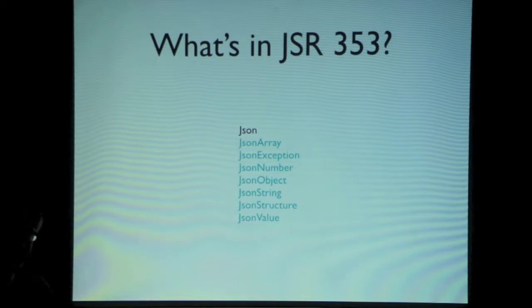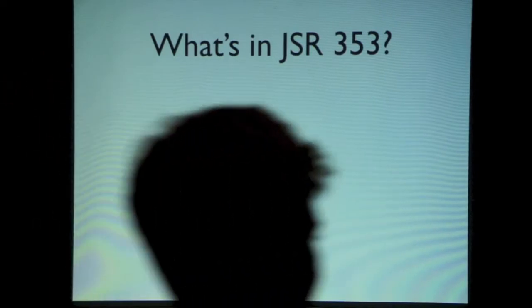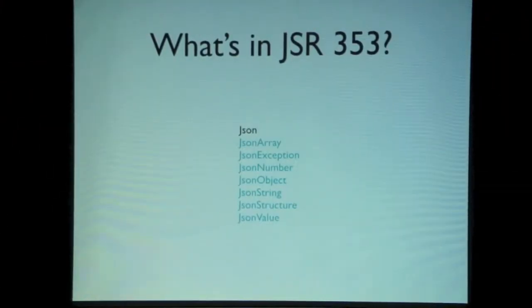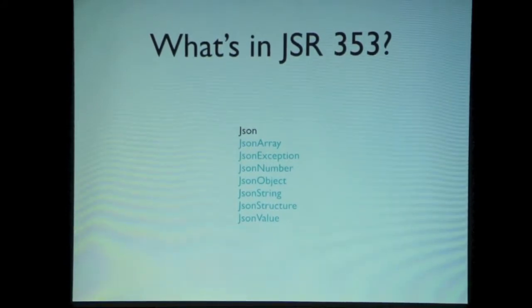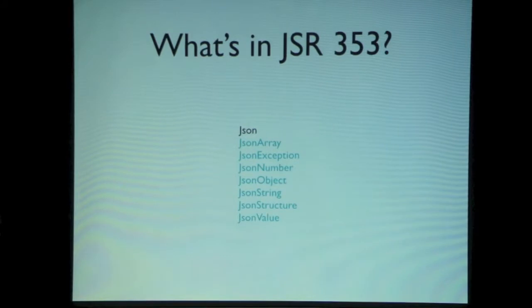But so what's in JSR 353? Well, these are mostly the value types, the ones that are this teal color, are all immutable. So once you've created one of these types of things, you can't modify its contents. And that's about all there is to say about them. There are interfaces now. That's been going back and forth, but I think it was decided earlier today that these are now interfaces rather than objects, so that implementation libraries can choose their own favorite representation for them. And then this JSON type at the top is kind of the place you go to get instances of all of the JSON types.